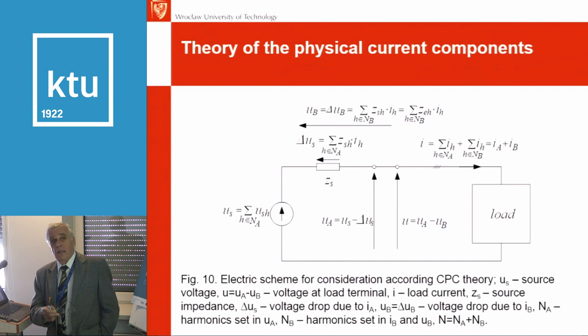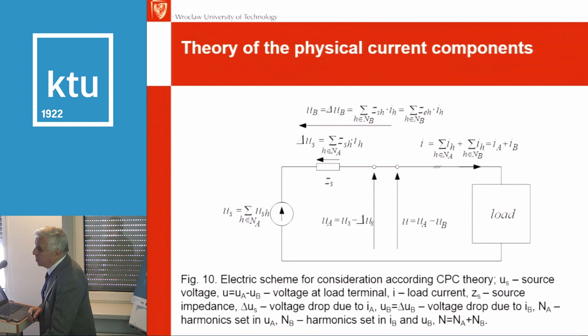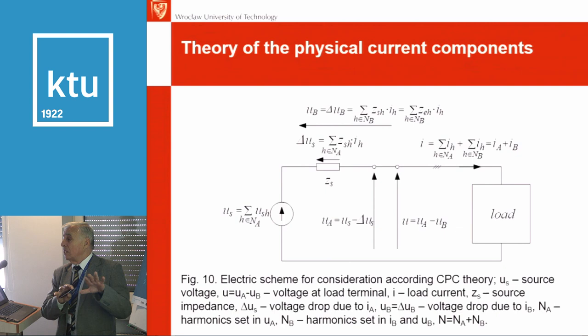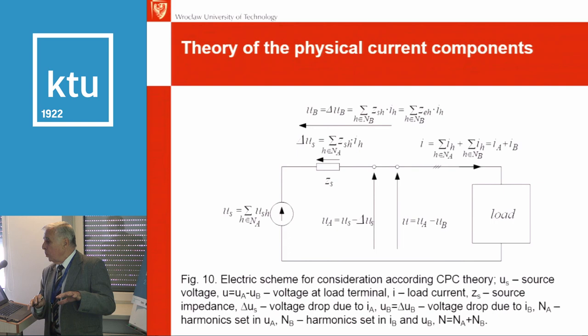Therefore, we decided to apply an active power filter. An active power filter is basically developed for power compensation, reactive power compensation, in the case when both current and voltage waveforms are deformed. We considered many different theories, and we based our work on the theory of CPC, Currents' Physical Components, invented by Professor Czarnecki. There are many different theories, but we found this theory very convenient for us. Based on this theory, we developed an algorithm for control of the filter, and we got a very good result, as you will see.